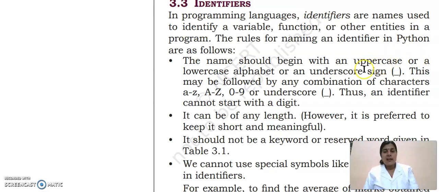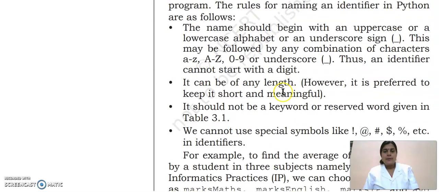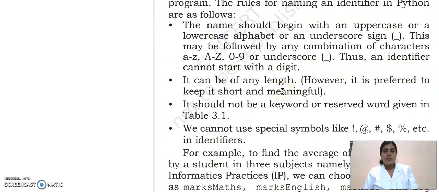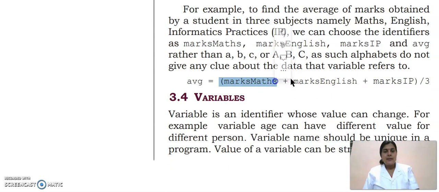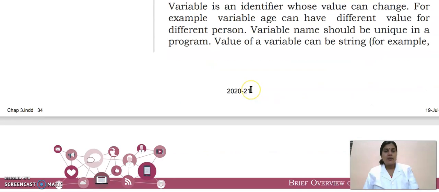Either we can begin with uppercase or lowercase or underscore sign. So we cannot start with a digit. Then we can use capital A to Z, small letter a to z, 0 to 9, underscore in our identifier name. But a number will not start in the beginning. It can be any length. We cannot use special symbols like hash, percentage, etc. So these are some identifiers used. Marks English, marks IP, average, all are some identifiers used.